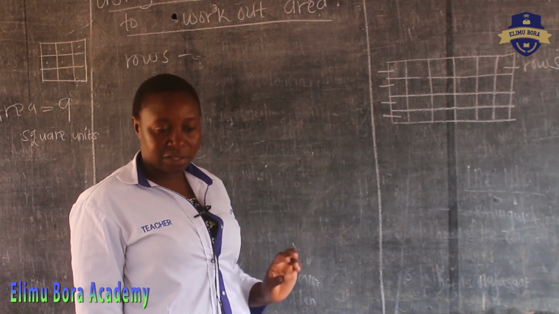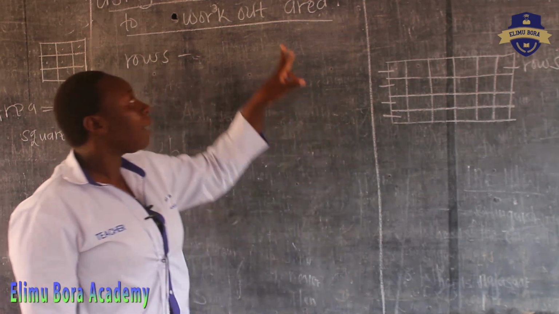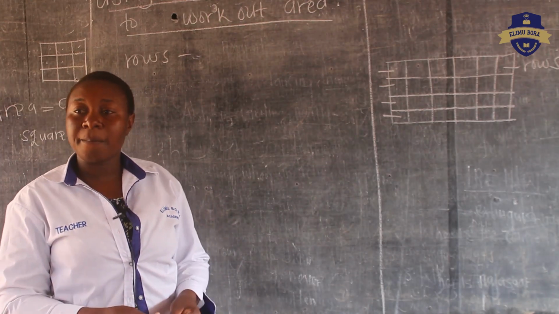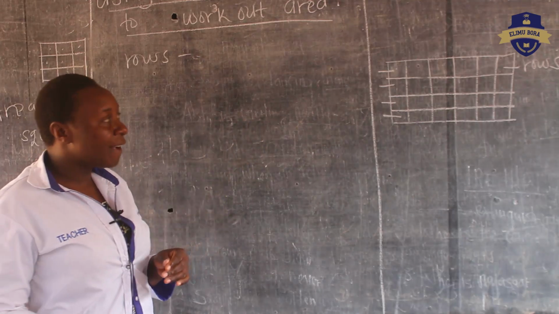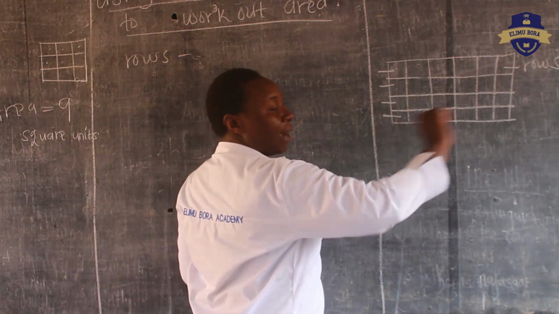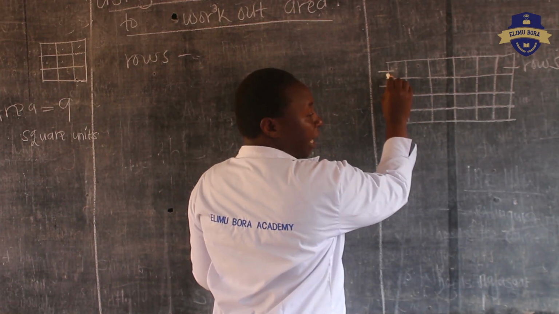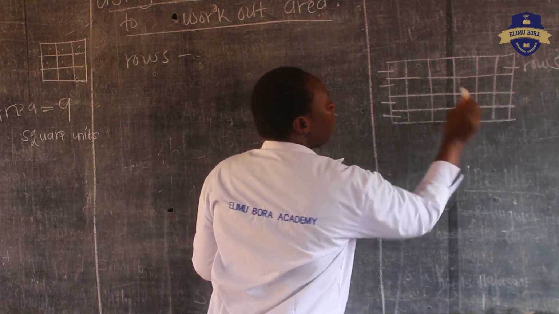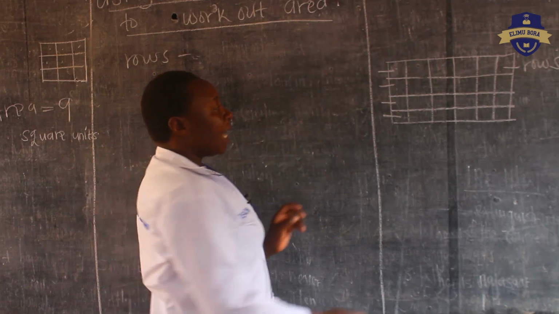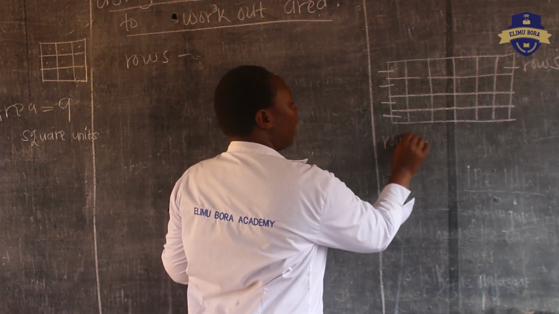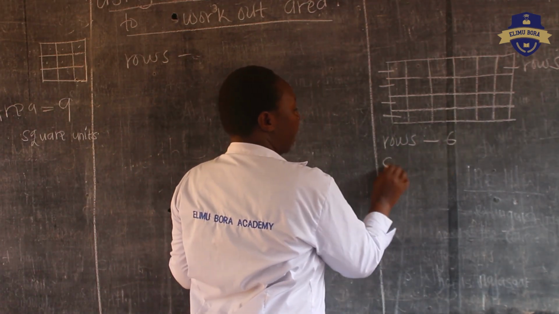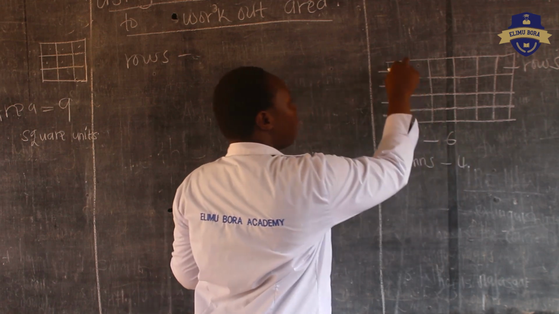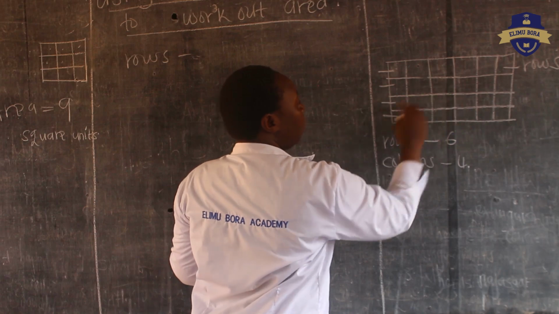I hope everybody has known what rows are. Then we come to columns. Can you say columns? Everybody? So if you are told to identify the columns, now you are going to count across. How many columns are here? 1, 2, 3, 4. So this figure here has got 6 rows, and we had how many columns? Columns are 4.